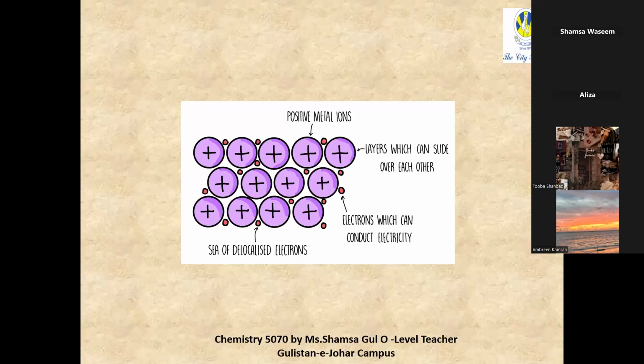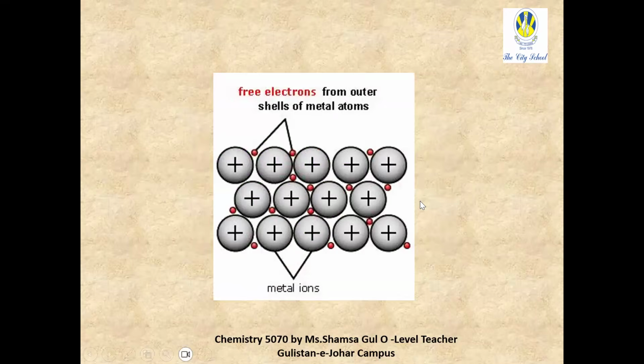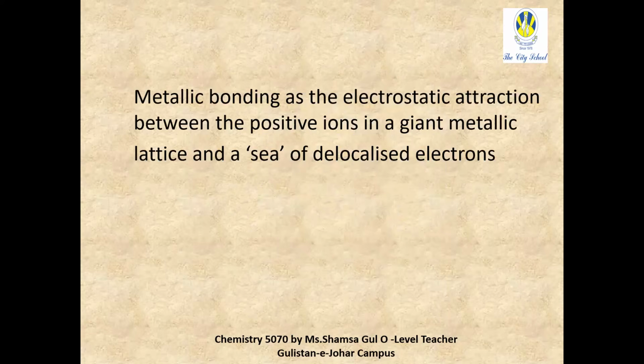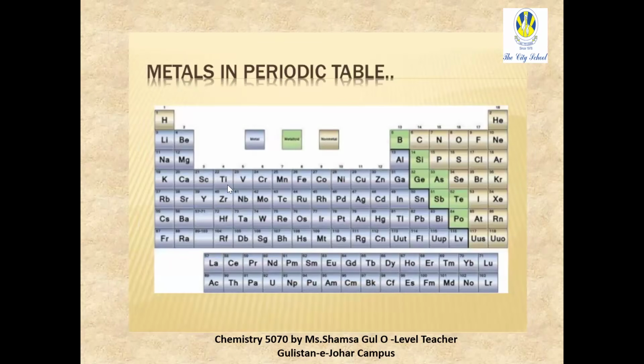All right. So this is how you show the metallic bonding in metals. You need to draw a lattice of positive metal ions, and you have to show the sea of delocalised electrons in between. This is how we show the metallic bond. I hope it's clear. So group 1, transition metals, and group 3 are metals, right?